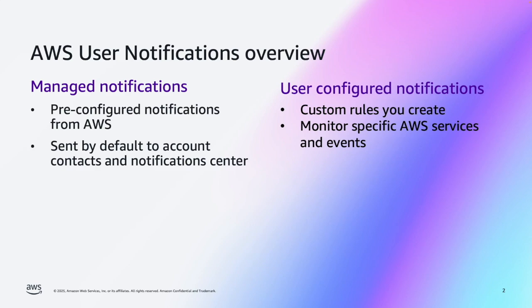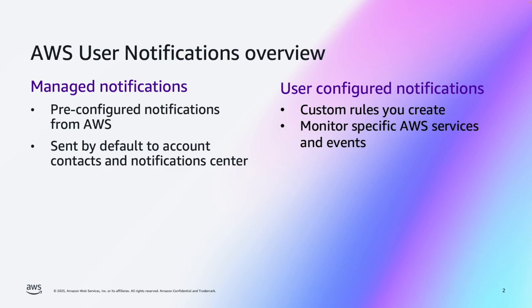Managed notifications are pre-configured notifications from AWS Health, sent by default to account contacts and console notification center. Managed notifications support organizational view, aggregating identical events across accounts in an AWS organization, and prevent email duplication. Currently, only AWS Health notifications are supported, and customers need to opt in to benefit from this new experience.